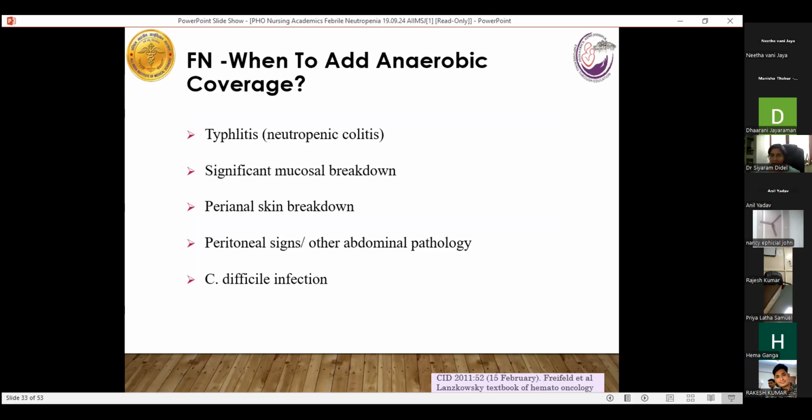And there are certain indications to add anaerobic coverage. These indications are mainly GI causes. In GI causes, we have typhlitis, neutropenic colitis. Neutropenic colitis is one of the dreaded complications seen in febrile neutropenic patients, which can eventually lead to death. If there is significant mucosal breakdown, perianal skin breakdown, peritoneal signs or other abdominal pathology, or a documented Clostridium difficile infection, then we have to add anaerobic coverage.